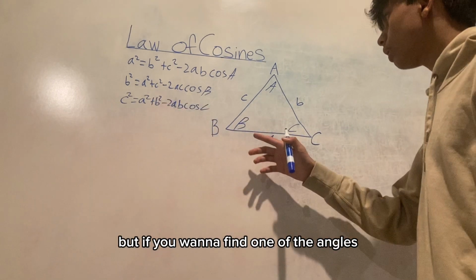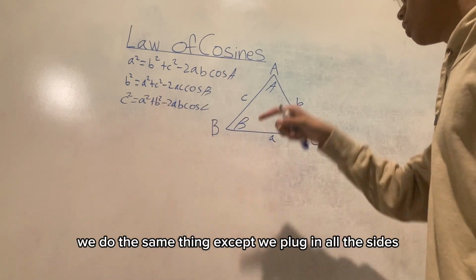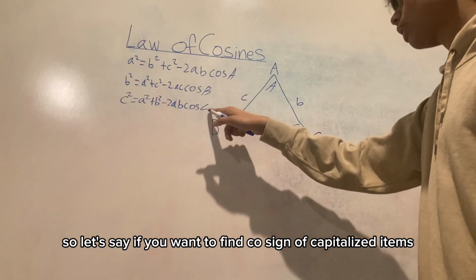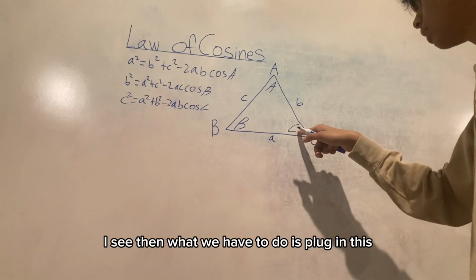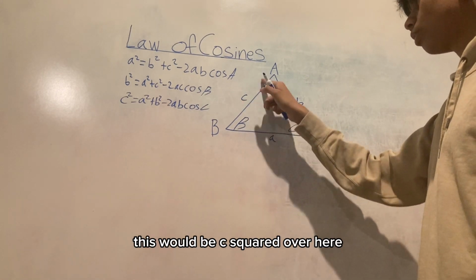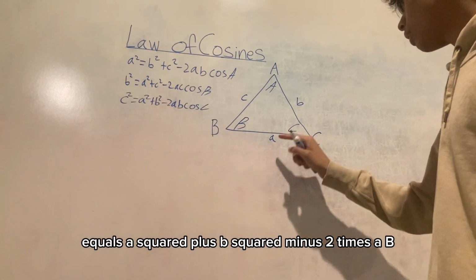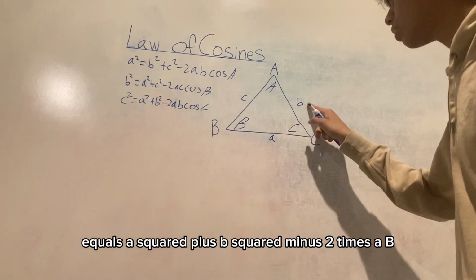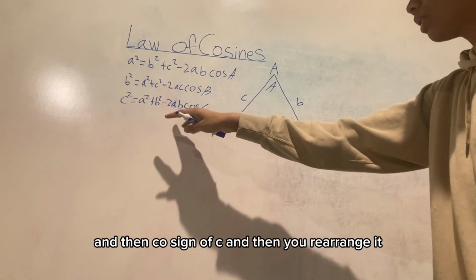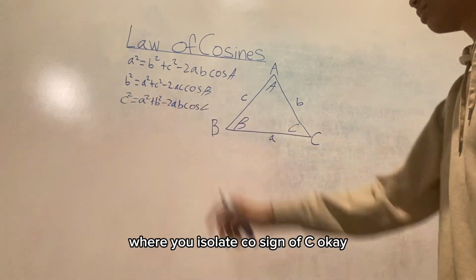But if we want to find one of the angles, we do the same thing except we plug in all the sides. So let's say if we want to find cosine of capitalized italicized C, then what we have to do is plug in this. This would be c squared over here equals a squared plus b squared minus 2 times ab, and then cosine of C, and then you rearrange it where you isolate cosine of C.